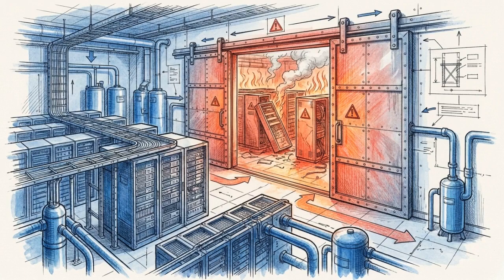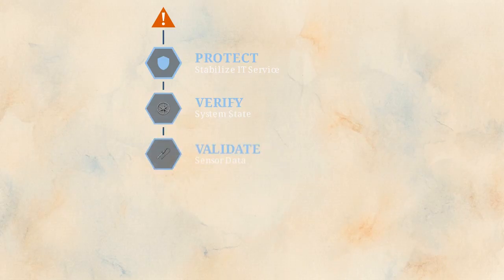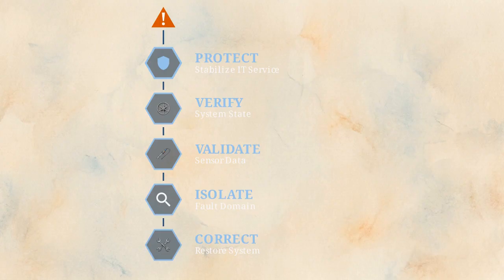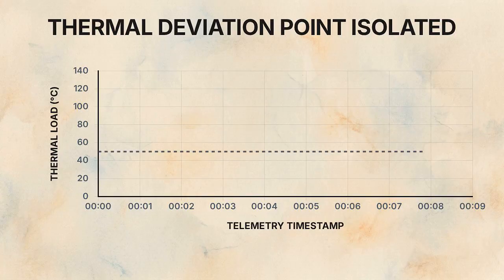The primary rule of troubleshooting immersion systems: operators must stabilize the IT service using reserve capacity before attempting to localize the mechanical defect. Protect the thermal margin first, verify the system state, validate the sensors, isolate the domain, and only then correct the fault. Tracing the fault requires comparing live physical sensor data, temperatures, differential pressures, and leak indicators against the original engineered reference values to find the exact point of deviation.